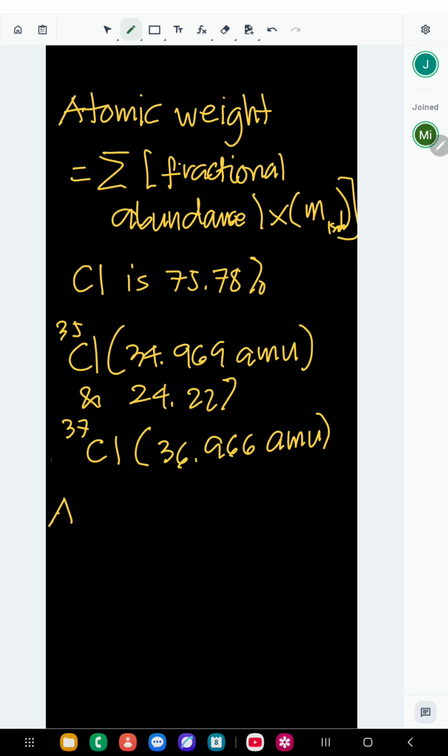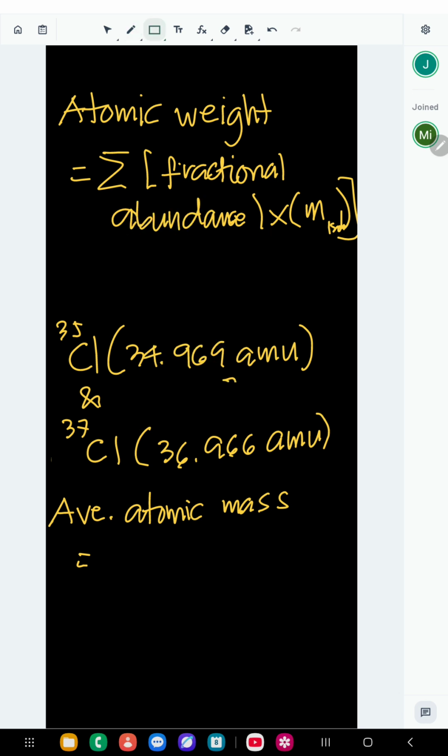So we calculate the average atomic mass or atomic weight. We just multiply. Oh no, this one is 70. Why did I do that? I misinterpreted it. So the chlorine 35 has an abundance of 75.78%. Chlorine 37 is 24.22%. Then we just add them up.